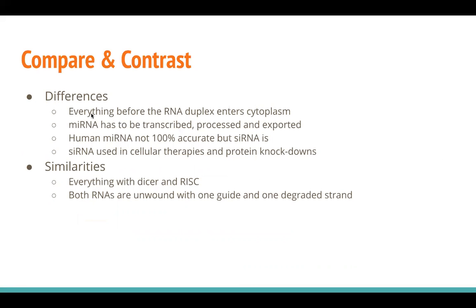The difference is that miRNA begins inside the nucleus, whereas siRNA begins in the cytoplasm. So that's one difference, which I think this sentence was trying to cover. miRNA has to be transcribed, processed, exported. So again, miRNA is something that naturally occurs in our cells, whereas siRNA has to be injected into the cell. So miRNA is a naturally occurring thing.